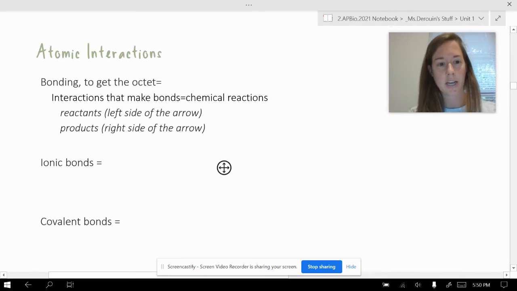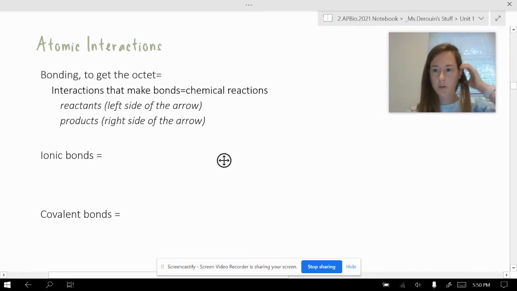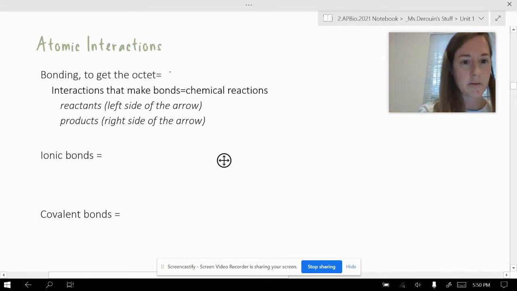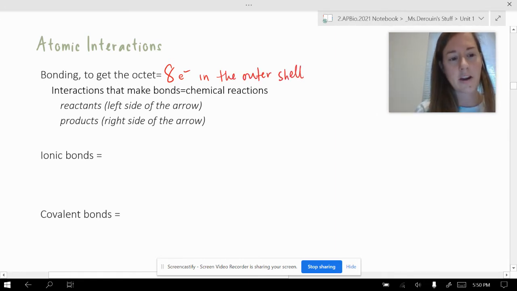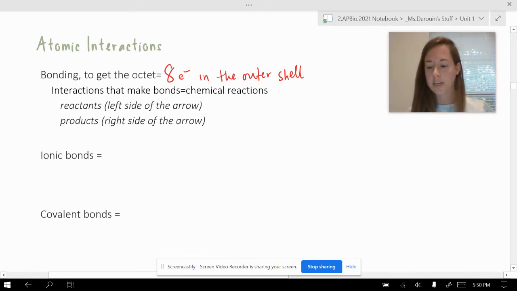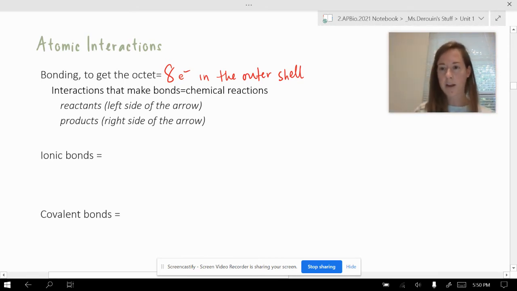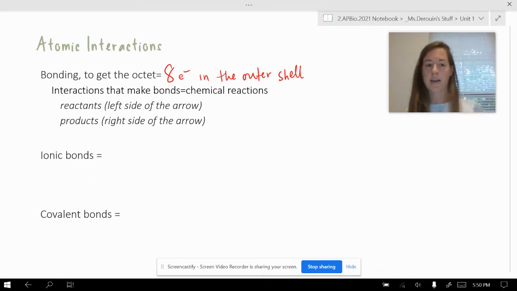So now let's talk about bonding, which is also called atomic interactions. Some of them are not strong enough to really be called a bond, so interactions is a more inclusive word for all the types. When we bond, we're trying to get to the octet, which is a fancy way to say that we're trying to get to 8 electrons in the outer shell. There are a few ways to get there, either by sharing electrons, by giving them away, or by receiving them. Those are the different types of bonds.